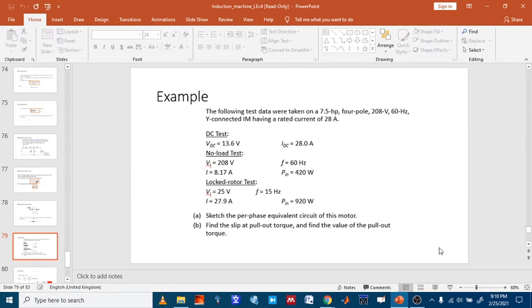So there's a typical example. The following test data were taken on a 7.5 horsepower, 208 volts, 60 Hz connected induction machine having a rated current of 28 amps. The DC test, these are the values. VDC is given by 13.6 volts. IDC is also given by 28.0 amps.